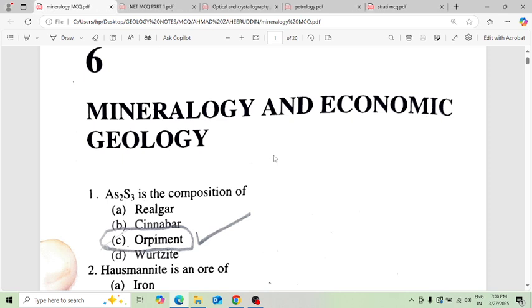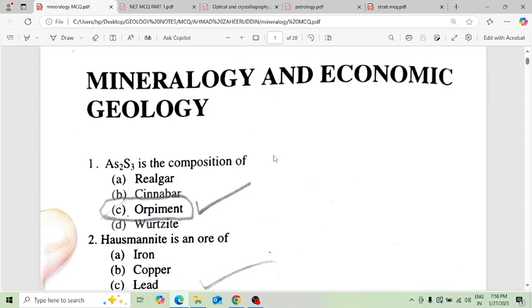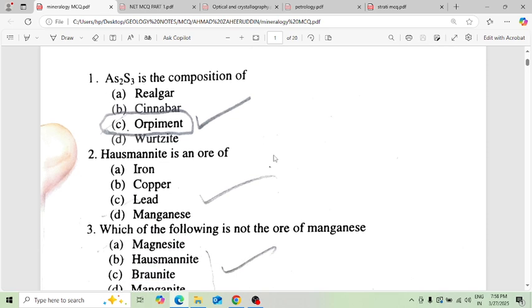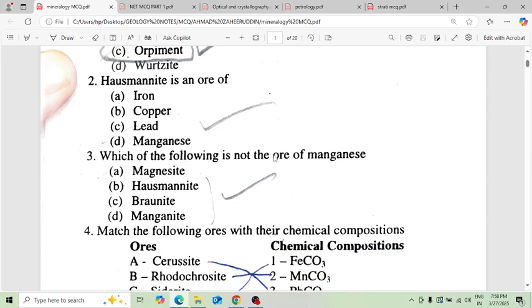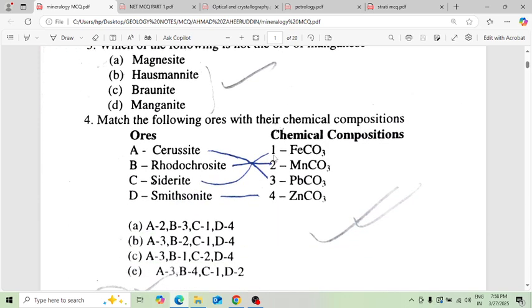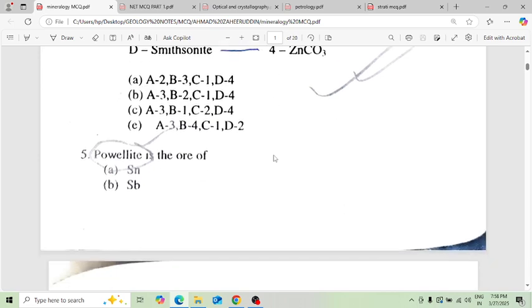Mineralogy and economic geology. As2S3, arsenic sulfide, is the composition of orpiment. Hausmannite is an ore of manganese. Which of the following is not an ore of manganese? Magnesite, MgCO3. Cerussite is PbCO3, rhodochrosite is MnCO3, siderite is FeCO3, smithsonite is ZnCO3.